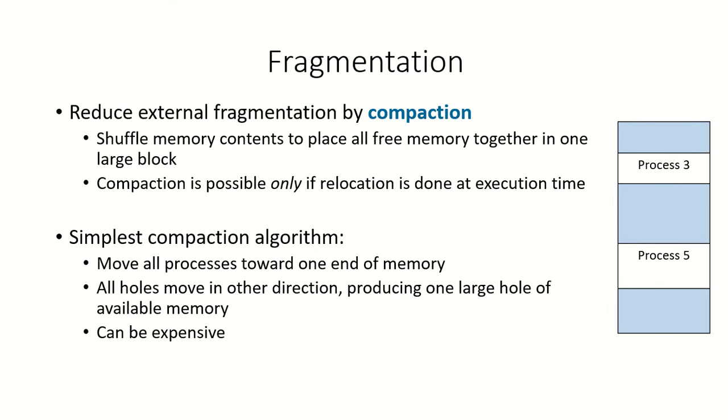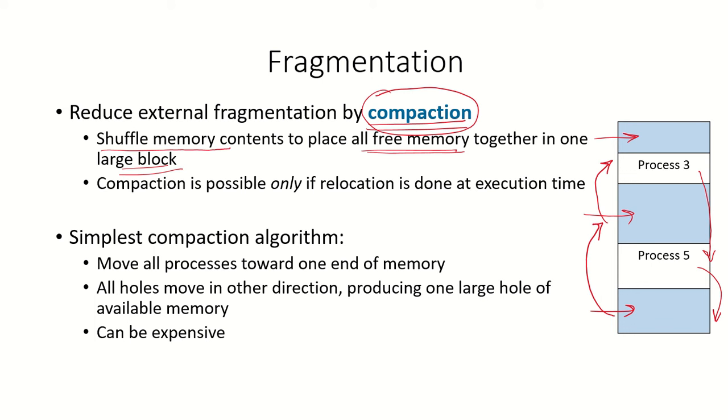This can be done by using a method which is called compaction. Here all the memory contents are shuffled so that all the free memory is placed together in one large block. That means this block will be moved up and this block will be moved up, this process will be moved down. So all these free blocks are now put together, and this is referred to as compaction.